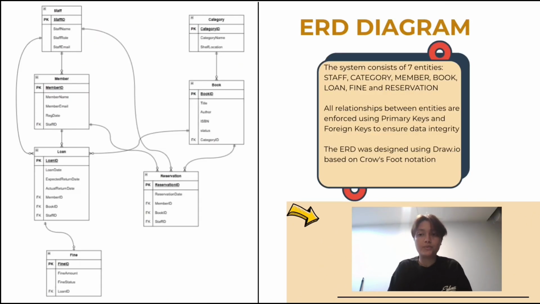Based on these business rules, we developed the Entity Relationship Diagram, or ERD. The ERD consists of 7 entities: staff, category, member, book, loan, fine, and reservation. These entities are connected through relationships that reflect how a real library operates. Primary keys and foreign keys are used to establish relationships between tables and ensure data integrity. The ERD was designed using Draw.io and follows crow's foot notation to clearly show the relationship between entities.